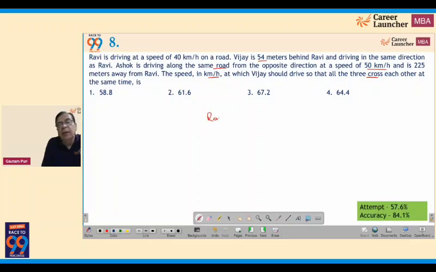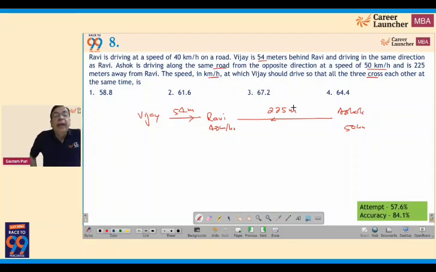We have Ravi driving at 40 kilometers per hour. Vijay is 54 meters behind. He is 54 meters behind. And we don't know his speed. And from the opposite side, Ashok is coming at the speed of 50 kilometers per hour. And he's 225 meters away. Okay. The speed in kilometers per hour at which Vijay should drive. So we need to find the speed of Vijay. So that the 3 cross each other at the same time.